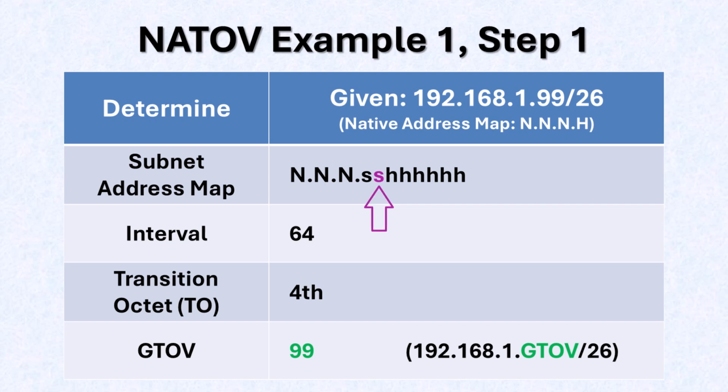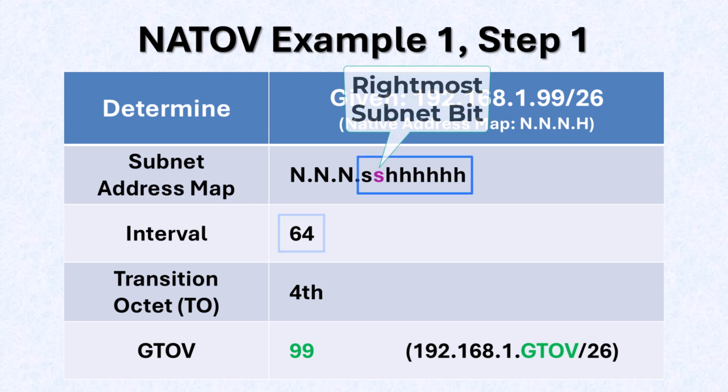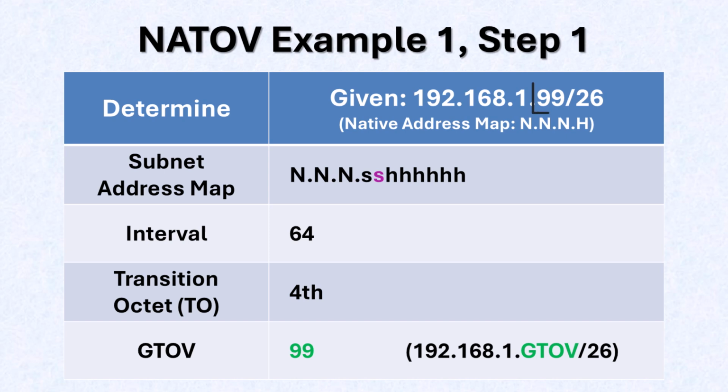The interval is the value of the rightmost subnet bit. 64 in this case. The transition octet is the octet where the rightmost subnet bit resides. The fourth octet. The GTOV is the numerical value in the transition octet of the given host address to analyze.